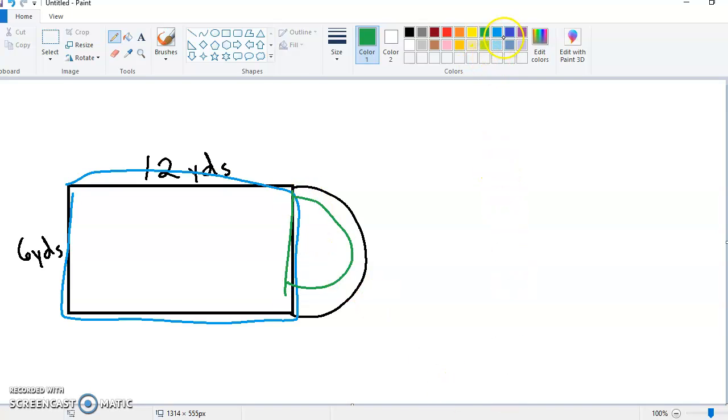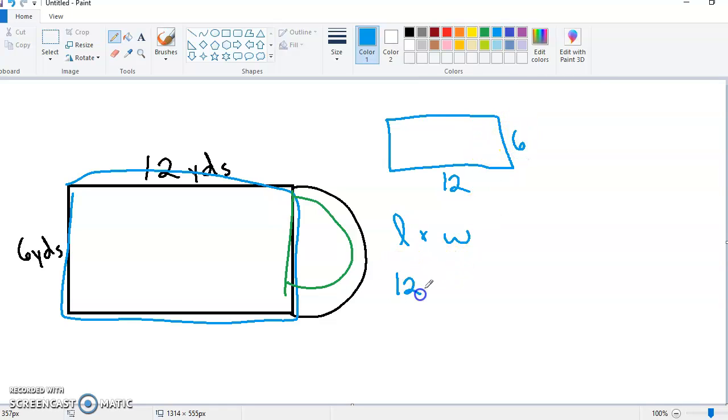Okay, so if we want to draw the rectangle, again, we're focusing on the length and multiplying it by the width. The length in this case happens to be 12, and the width happens to be 6. So we're going to just do 12 times 6, which is going to wind up giving us 72. Then we're going to focus on the semicircle, which kind of looks like a D.